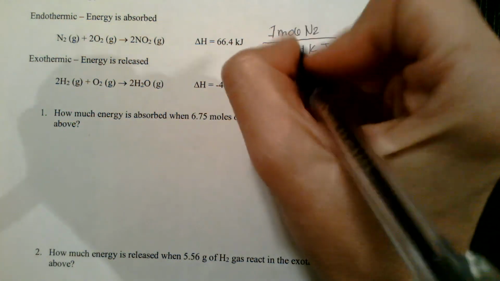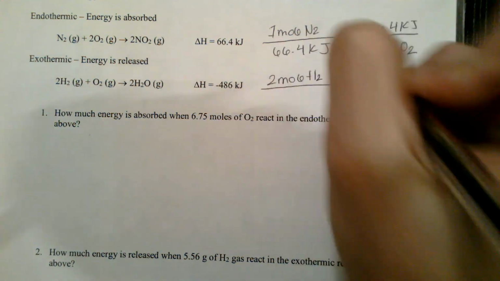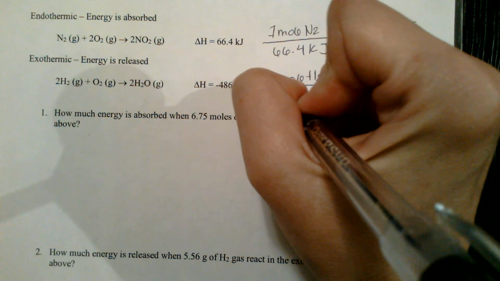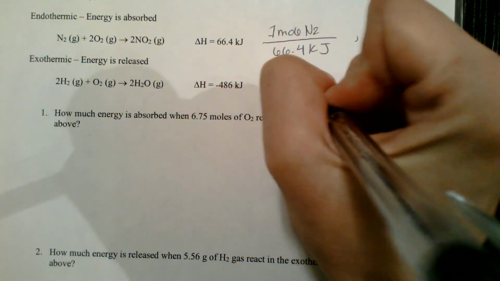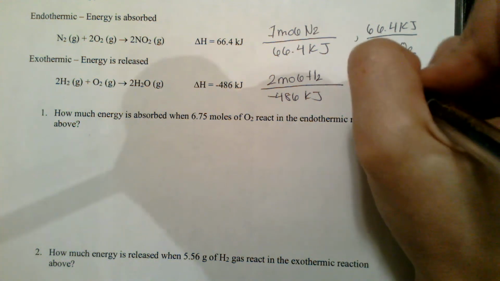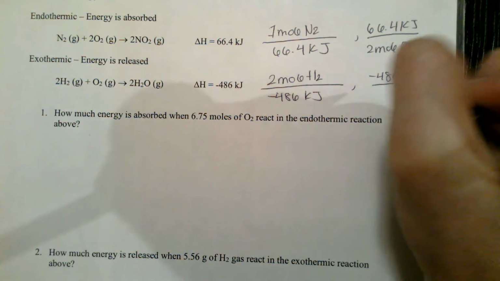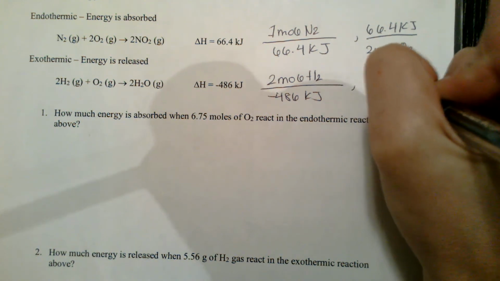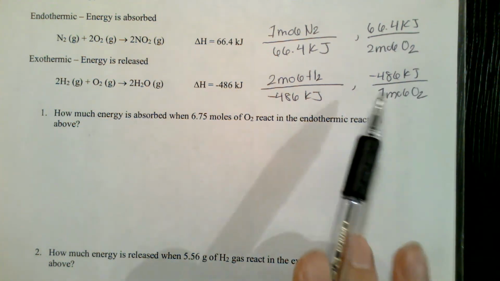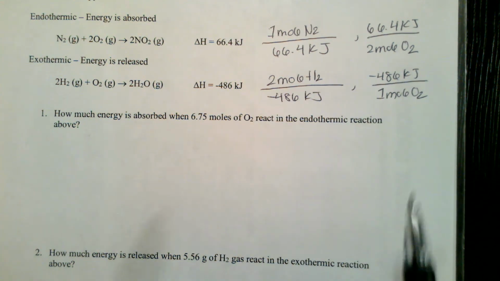So same thing here. We could say for every 2 mole of H2 that react, 486 kilojoules of energy are released. Or we could say something like, when 486 kilojoules of energy are released, we know that 1 mole of O2 reacted. Okay, so same thing. Only difference is we're going to have our negative sign in there to show that it is exothermic.